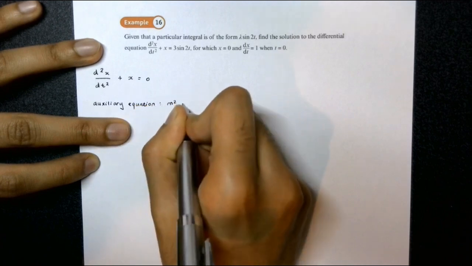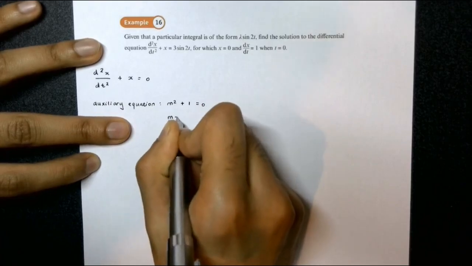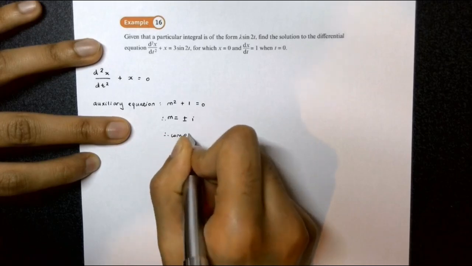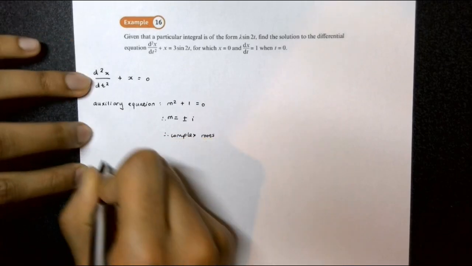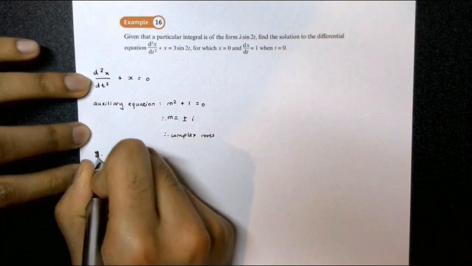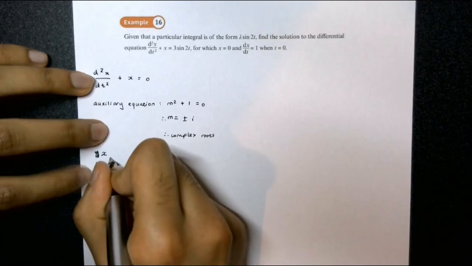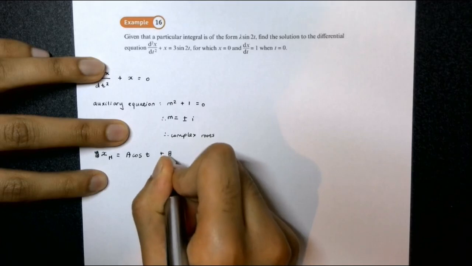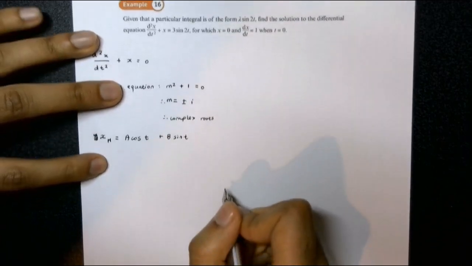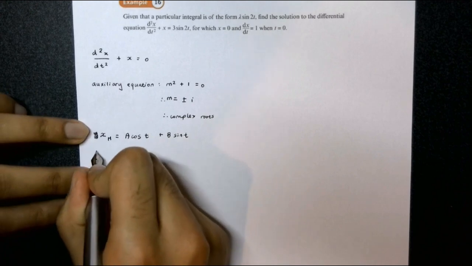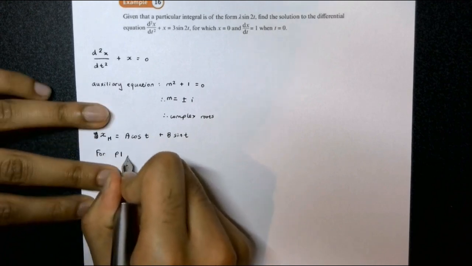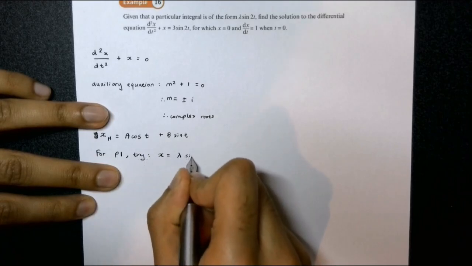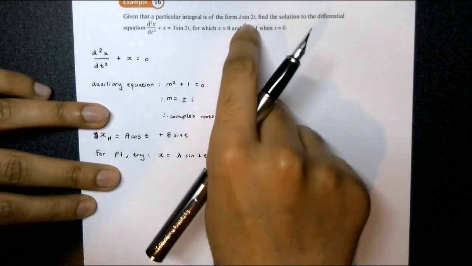We've got m squared plus 1 equals 0. m is equal to plus minus i. And therefore, you can see here, we've got complex roots. So therefore, the homogeneous solution is equal to a times cosine t plus b times sine t. And for the particular integral, we will try x equals lambda times sine 2t. We were told that in the question.